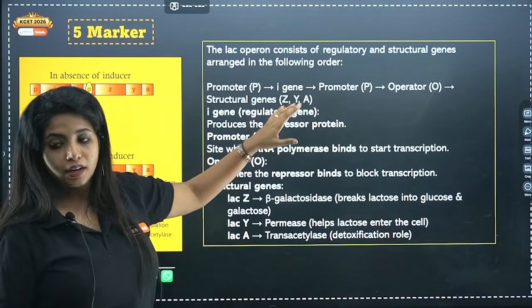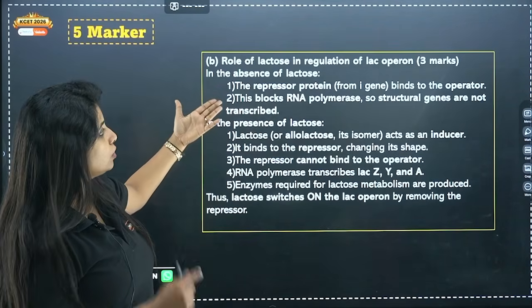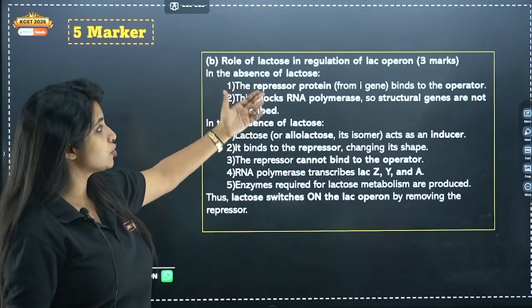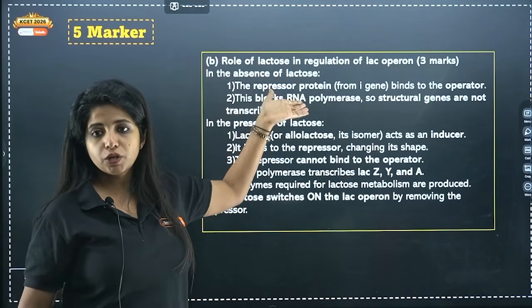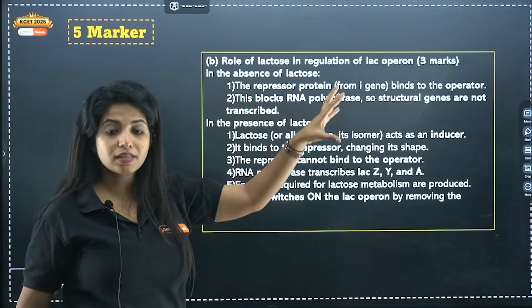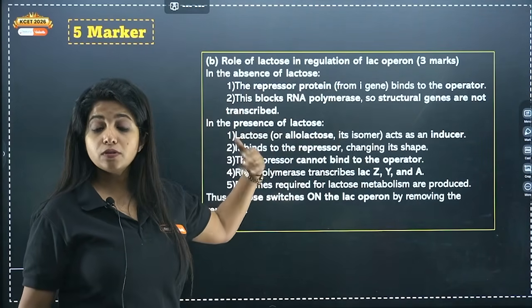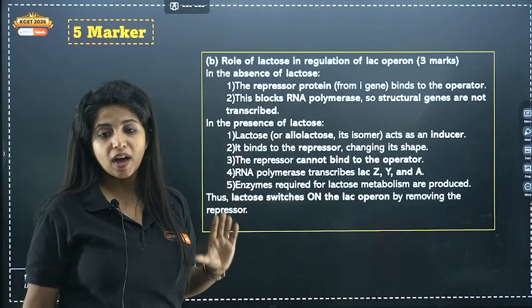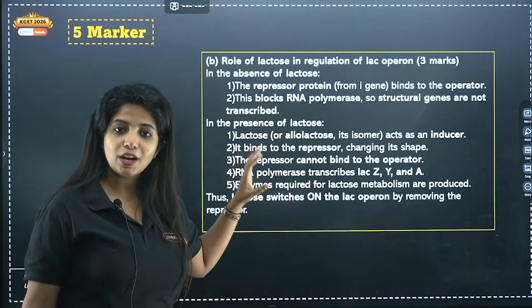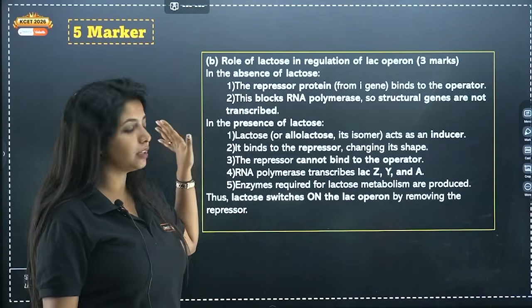This is the order. Now you have been asked what is the role of lactose. So lactose helps in the regulation. How? In the absence of lactose, the repressor protein is bound to the operator, it blocks the RNA polymerase, and does not allow transcription to happen. In the presence of lactose, the opposite of it is going to happen. You have to write it down, and that's how you get your 5 marks, if you write all of it.